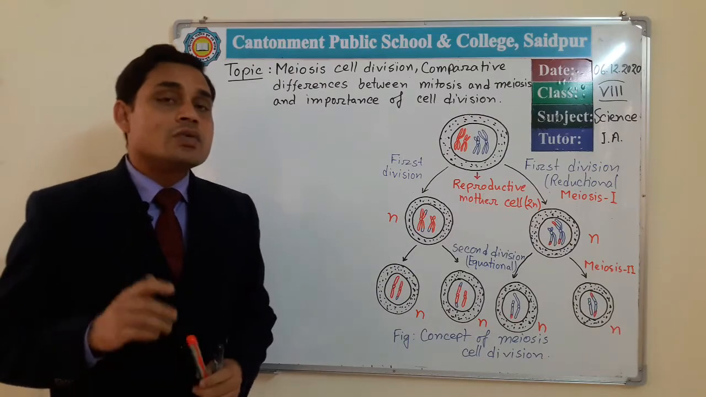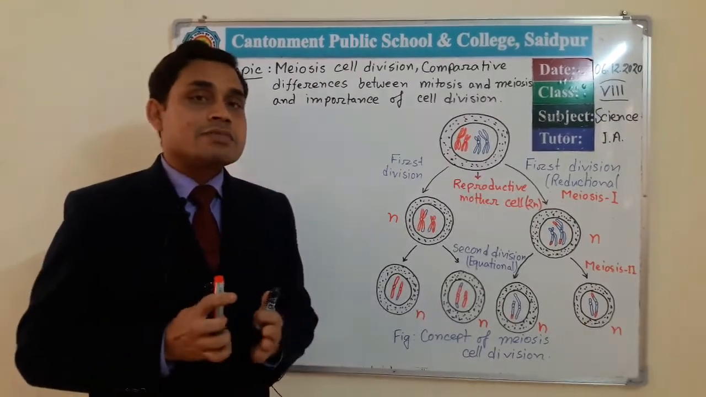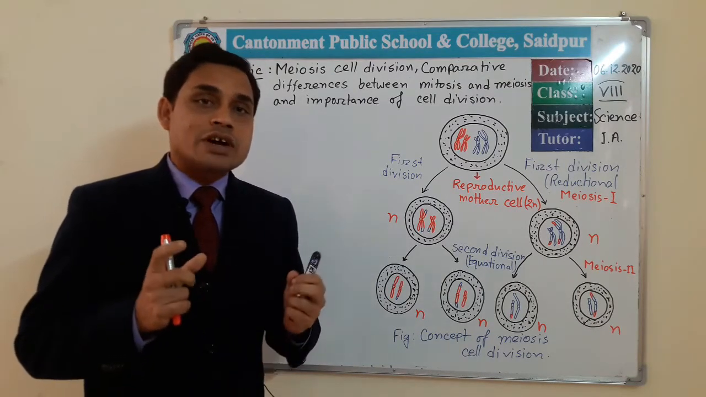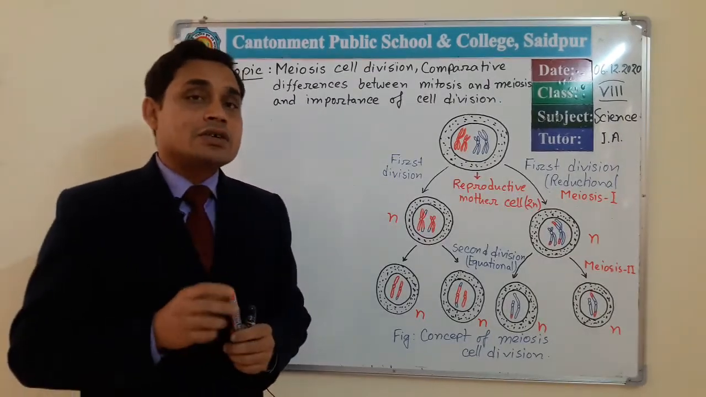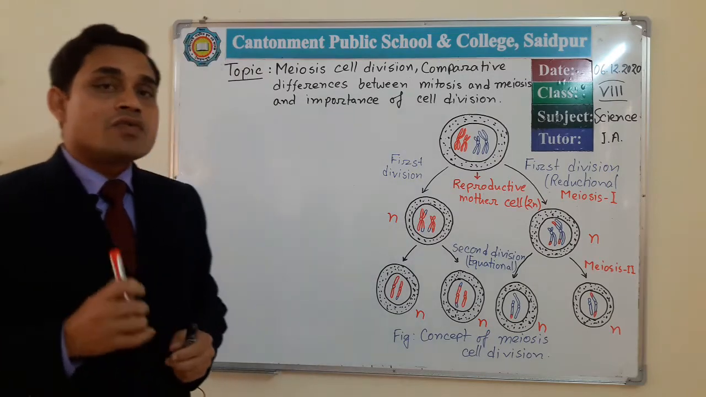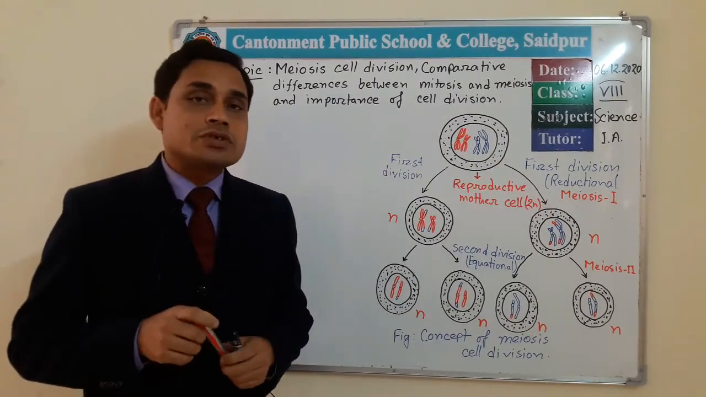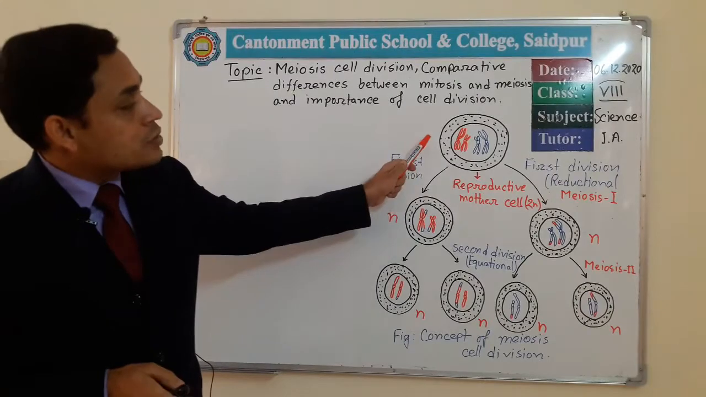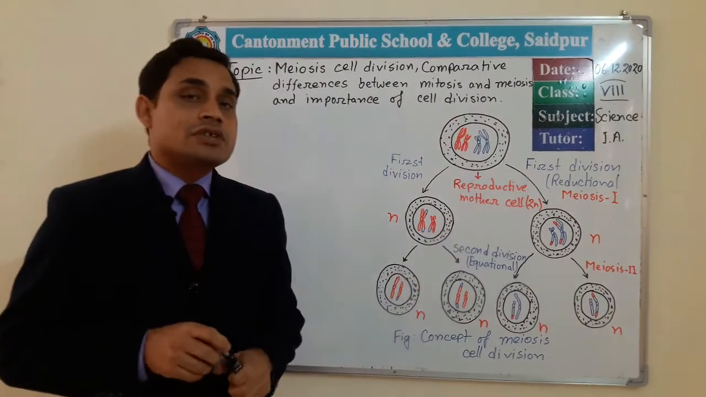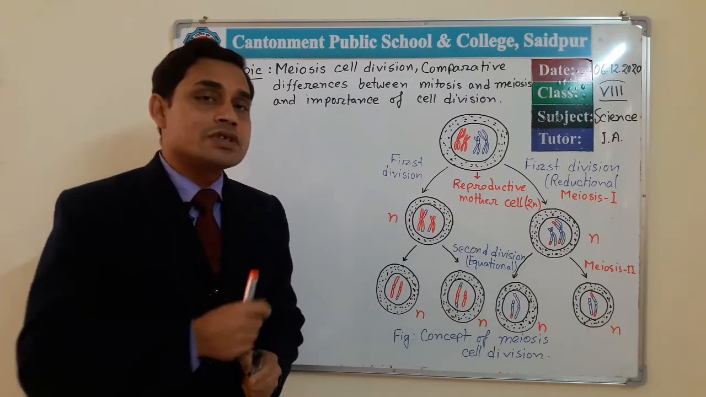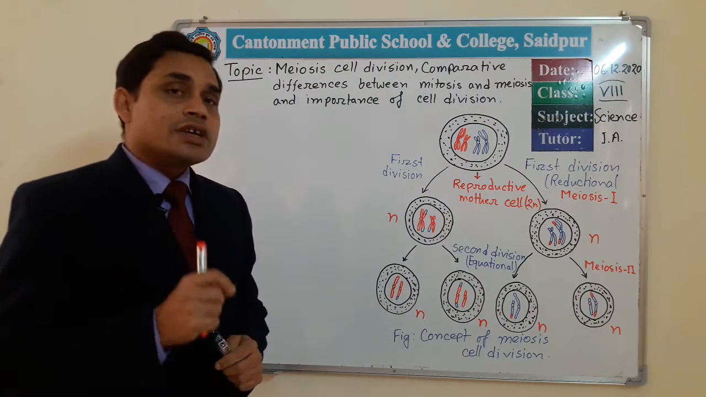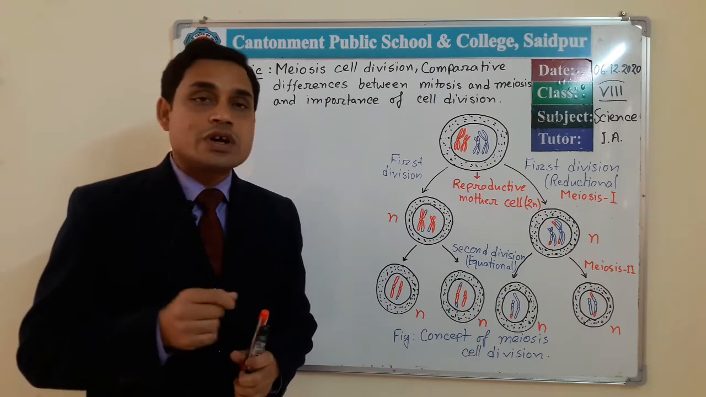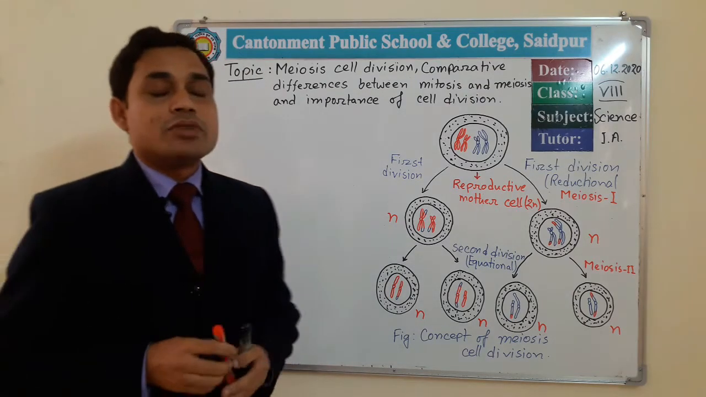So I want to define what meiosis cell division is. This is very simple. Meiosis cell division is a process of cell division in which the nucleus of the mother cell divides twice and the chromosome divides once, and as a result 4 haploid daughter cells are produced, each of which bears half the set of chromosomes compared to its mother cell. This is meiosis cell division. If you want to define it simply, you can say the process of cell division in which the nucleus divides twice and the chromosome divides once, of a reproductive mother cell, is called meiosis cell division.